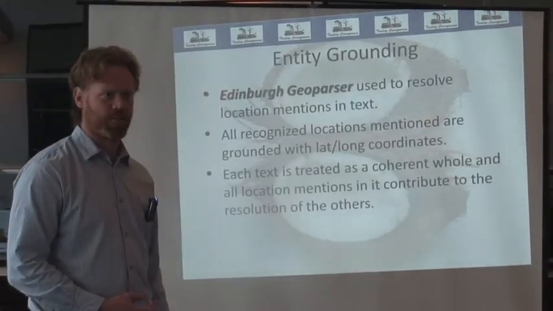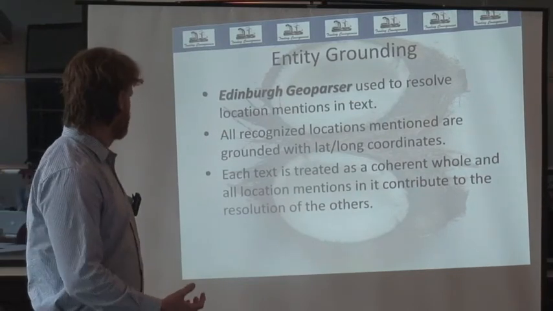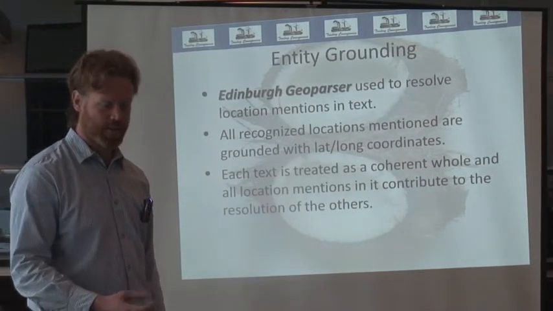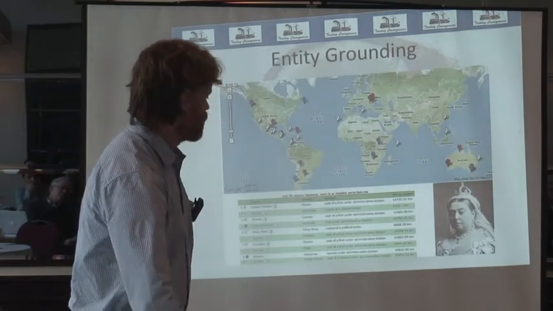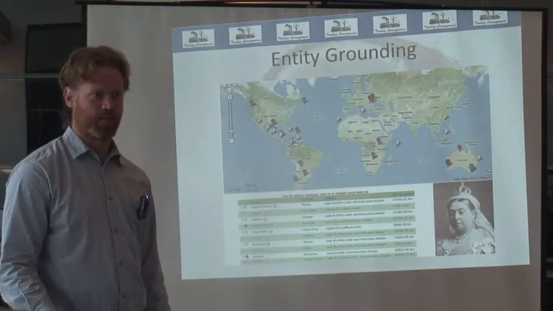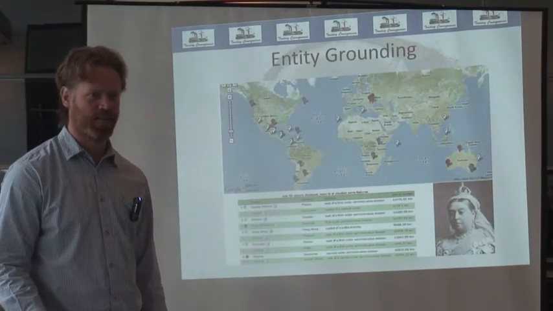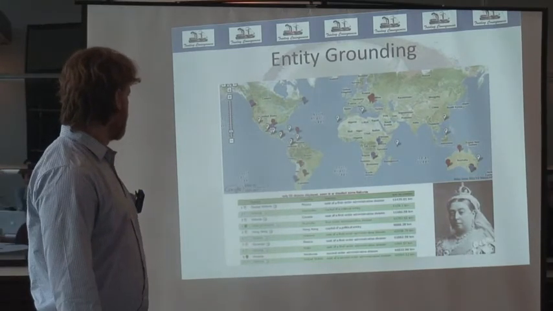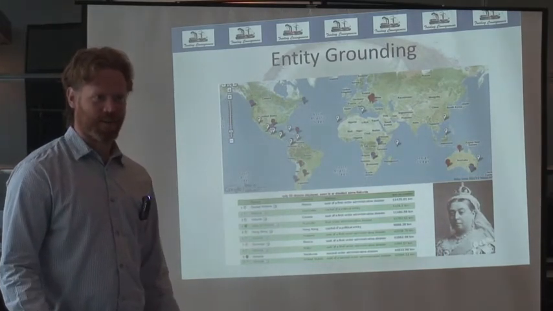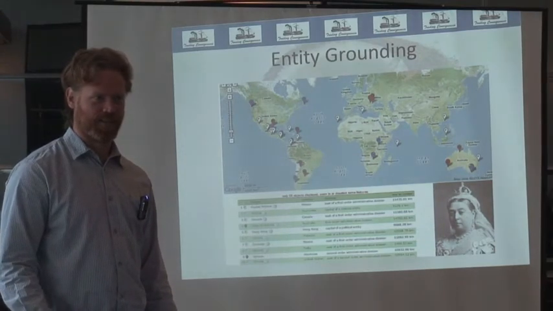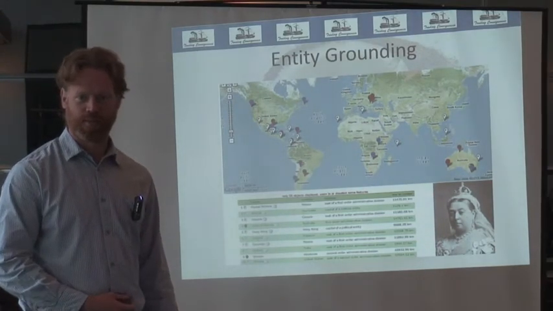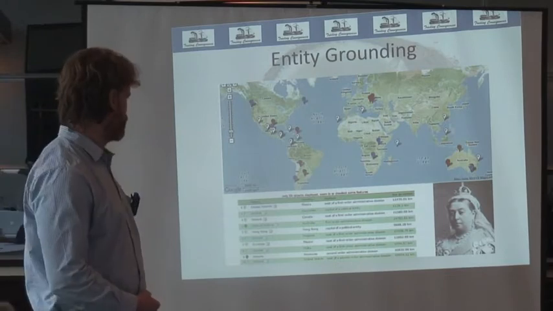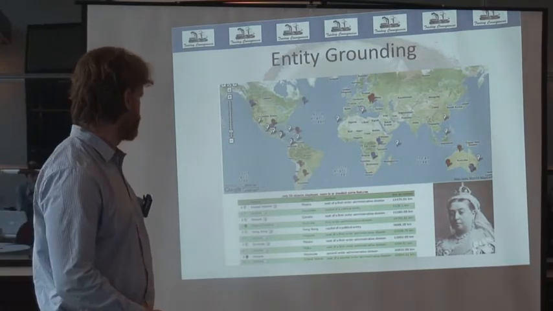We use something called the Edinburgh GeoParser that tries to guess which Victoria. Victoria is probably the hardest one to throw at them because there's also a queen that shows up in a lot of these documents. And we're still trying to figure out just how accurate it is for the 19th century. It was designed for 21st century place names, but most of the time it seems to be working.